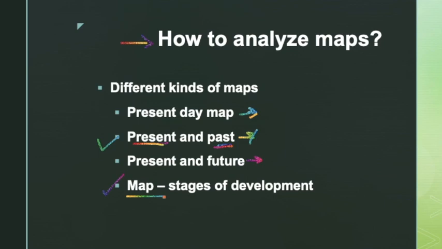Then we have the map that will tell you about the stages of development. In this case, you will have to rely mostly on past tense as you describe the milestones or the stages of development. Maps usually mostly deal with changes that happened in a place over the given period of time.